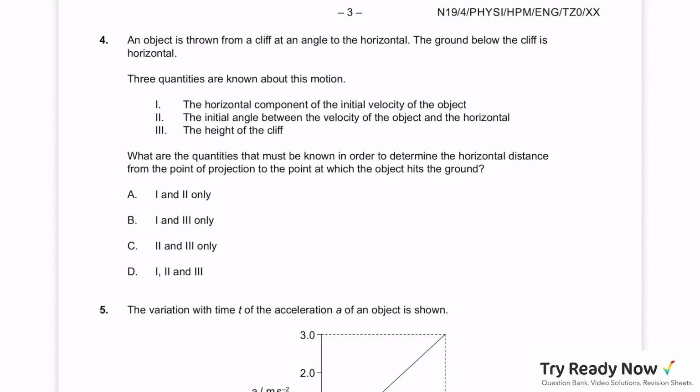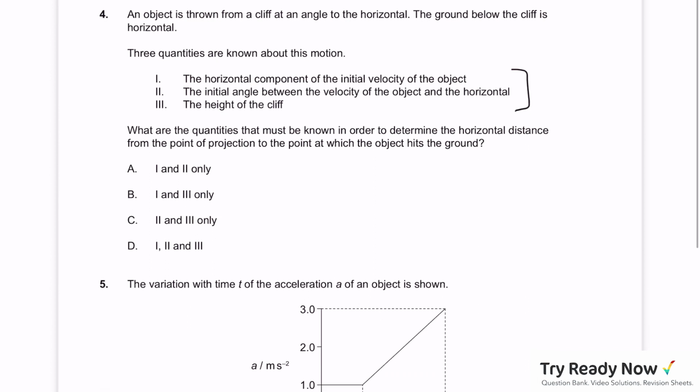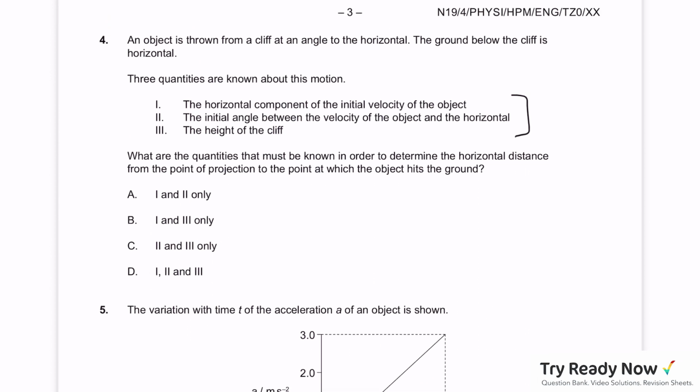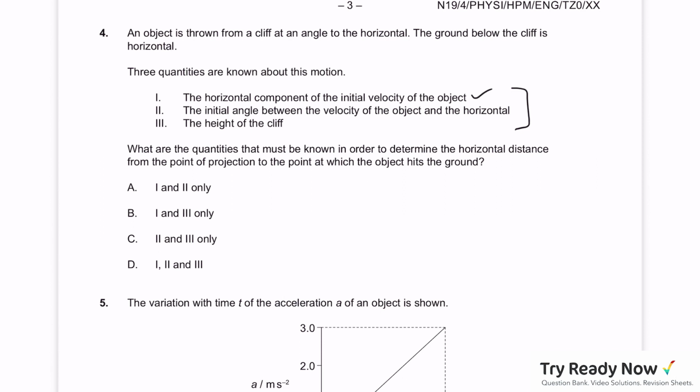Question 4. In question 4, it's basically a projectile motion question, and we are asked, out of these 3 quantities, which quantity do we need to know in order to determine the horizontal distance from the point of projection to the point at which the object hits the ground? So let's look at each one and see which one is needed. For the first one, we obviously need the initial velocity of the object, especially the horizontal component. For number 2, we also need that because the initial angle determines how much of this velocity will be translated into the horizontal component or the vertical component.